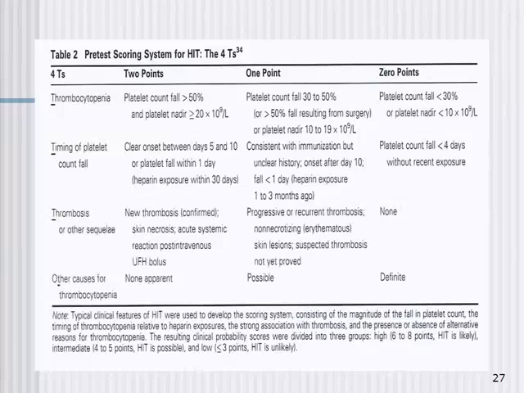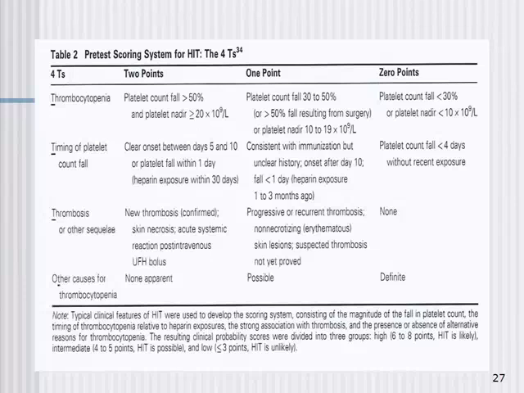Timing, if it's occurred after 5 to 10 days of continuous therapy, or within 1 day in patients that have had exposure to heparin in the prior 30 days, then there's 2 points. And if the history is unclear, the onset occurs after day 10, or it falls within 1 day and the exposure was more than a month ago, then they only get 1 point. If the platelet count falls in less than 4 days without prior exposure, then no points are assigned.